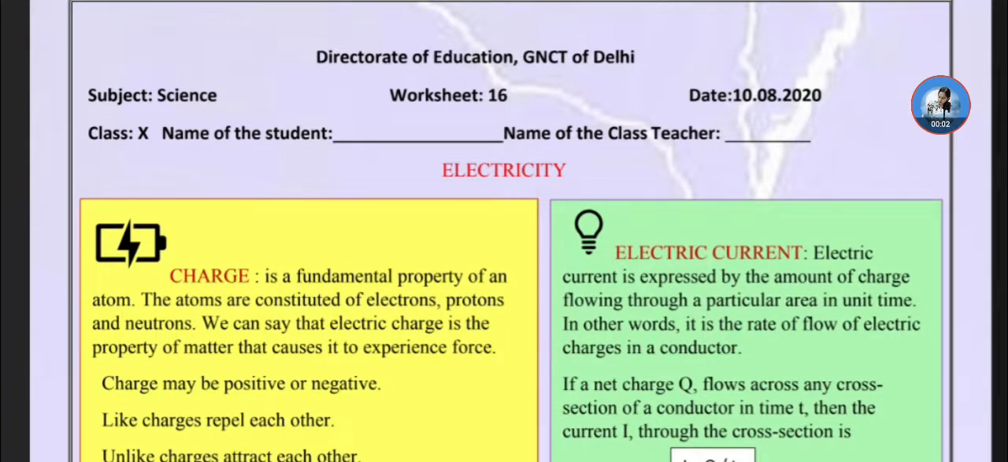Hello students, today we are here with worksheet number 16 from the Directorate of Education, for class 10th, with a new interesting topic, electricity. And I know you all are well aware of electricity.